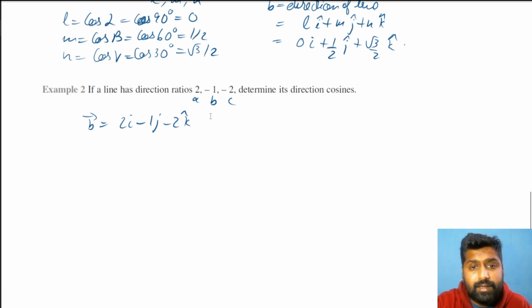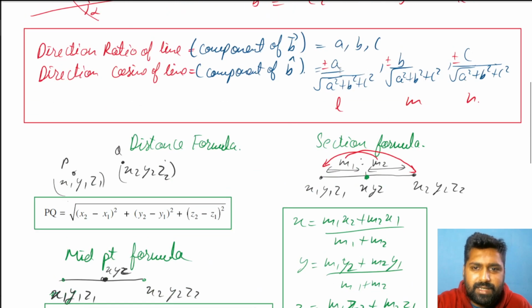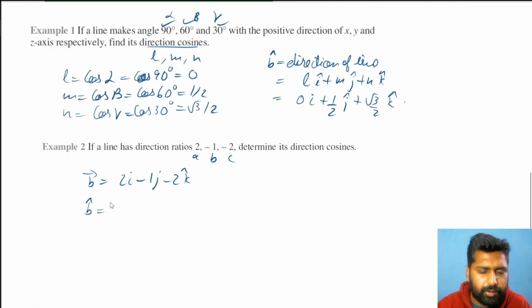Or they can give you direction cosines also, which will again give you the direction, but of the unit vector b cap. He is asking for direction cosines. Either convert this to b cap and then write the components, or you can do this directly with the formula also. Students have the tendency to go for the formula because it's easier: plus minus a upon square root of a square plus b square plus c square, plus minus b upon square root of a square plus b square plus c square. So yes, you can use this, but I will not. You can literally use this directly and you'll get the values of l, m, n.